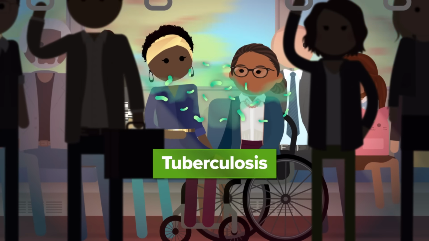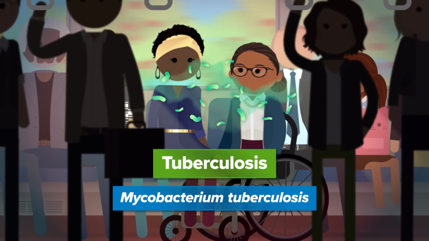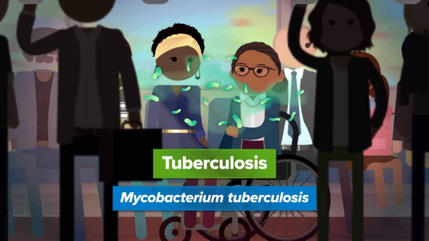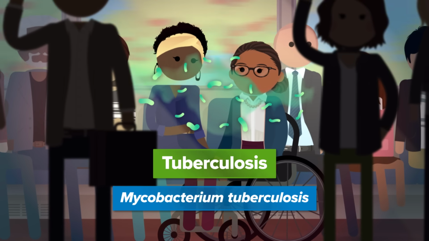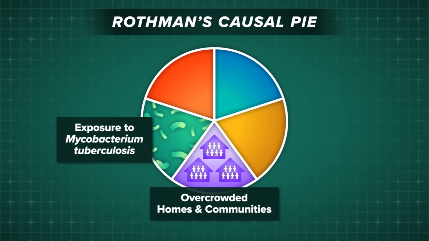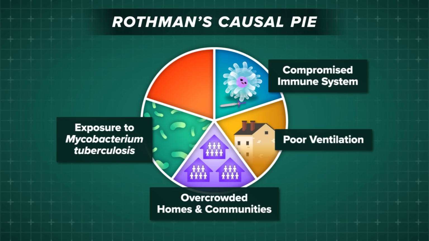Let's consider tuberculosis, or TB, a highly infectious disease caused by the bacteria Mycobacterium tuberculosis. Because TB is an airborne pathogen, it's generally spread through a pretty basic human action, breathing. And when you have too many people breathing in the same space and one of them is sick, there's a higher risk for transmission. So we might consider overcrowded homes and communities to be one slice of the causal pie. Similarly, buildings with poor ventilation will be worse at getting rid of airborne bacteria, making poor ventilation another notable component cause.